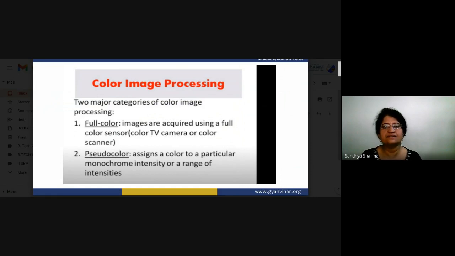In this category, images are acquired using full color sensors. These are applicable to color TV cameras or color scanners. The second one is pseudo color image processing, which assigns a color to a particular monochrome intensity or a range of intensities.